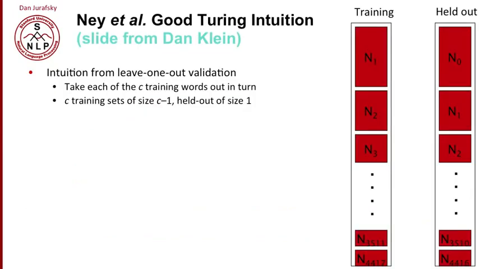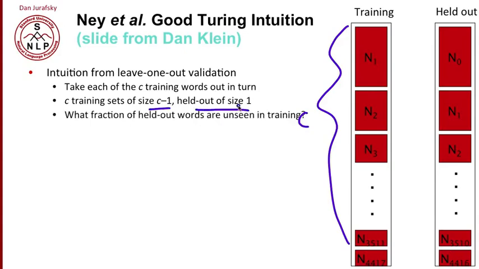And we can look at a picture developed by Dan Klein to think about this intuition. Here we've just turned those held out and training sets on their side. So I still have length C, but I've now written them vertically. Now let's think about this intuition. I've got C training sets, each one of size C minus 1, and each has a held out set of size one. Let's try to answer the question: what fraction of held out words are unseen in training?